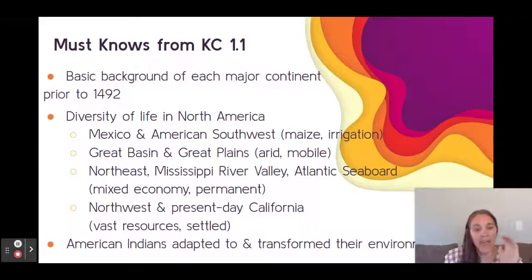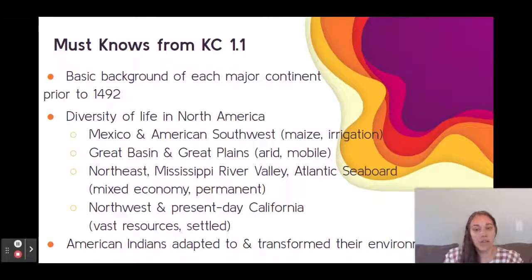So here are some of those details. What you have to know about this key concept is some basic information about each major continent, and then the diversity of life. For Mexico and the American Southwest, you want to know about the maize cultivation and the irrigation that they were able to create. They manipulated a more dry environment to still create massive farms that allowed for more permanent and larger settlements, for example, the Aztec.